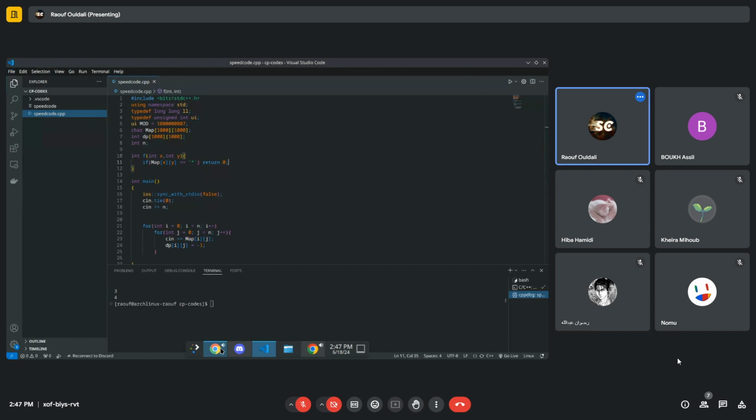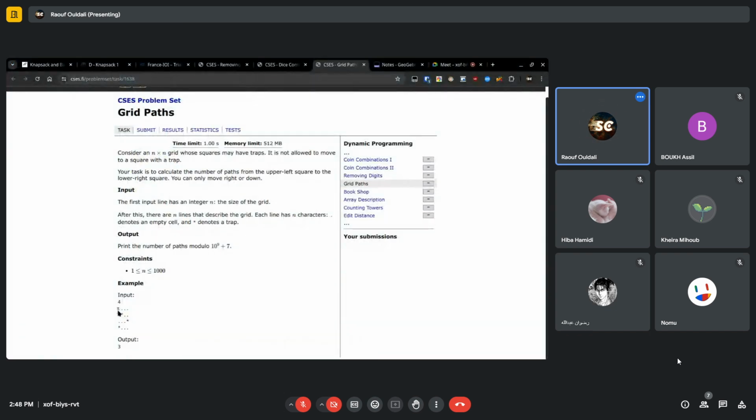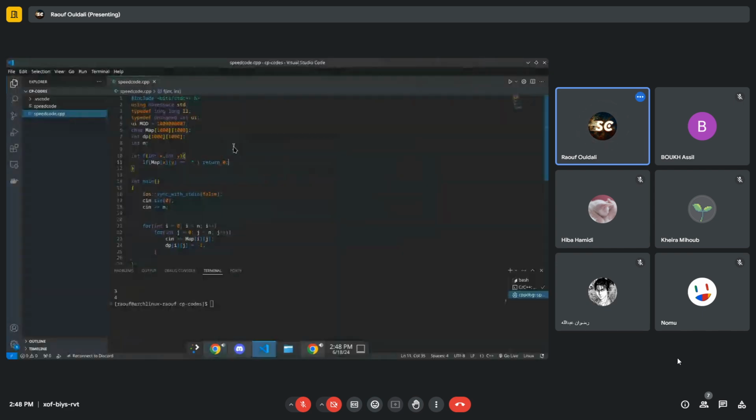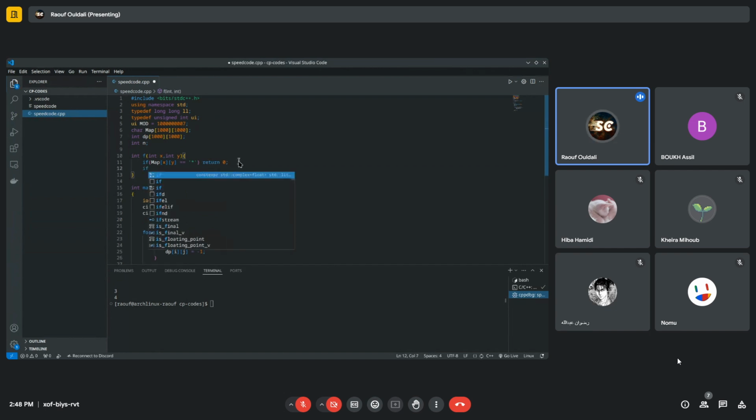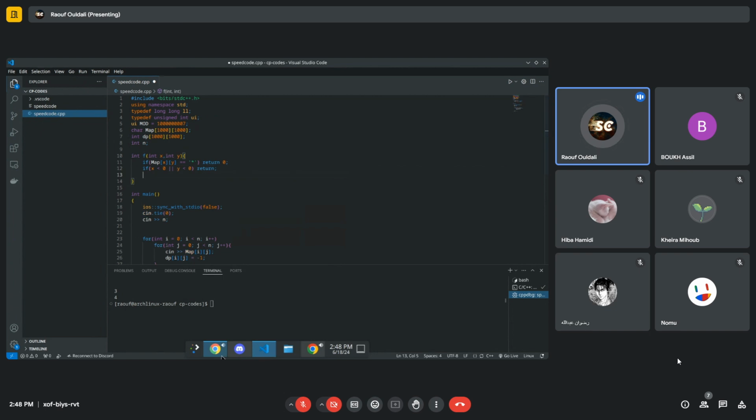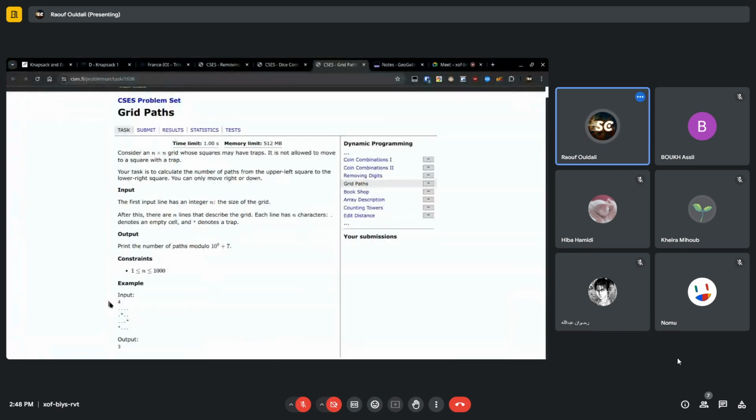Also, from this, there is only one way to go to it. So we put that dp of 0, 0 is equal to one path. If x is less than 0, or y is less than 0, then we return that there is no path also, because it would be one of the boundaries which don't have a path to go to.